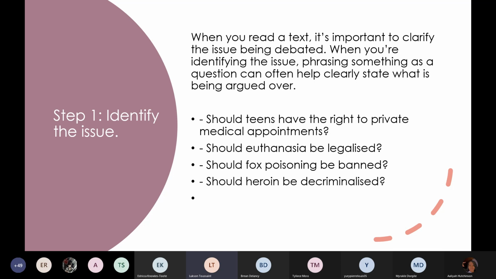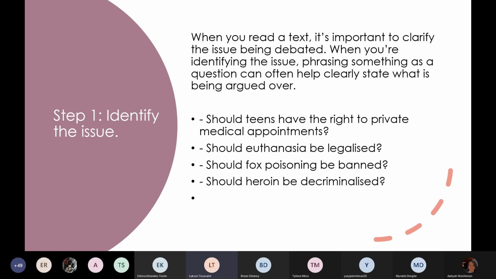So we have sample questions. If you were reading a particular text, you would say, should teens have the right to private medical appointments? Should euthanasia be legalized? Should fox poisoning be banned? Should heroin be discriminated? So all of these are issues that are rephrased as a question. It helps you as a reader to really think critically about the issue that's being presented in the persuasive text, in the persuasive essay or in the speech, whatever medium you may come across it.